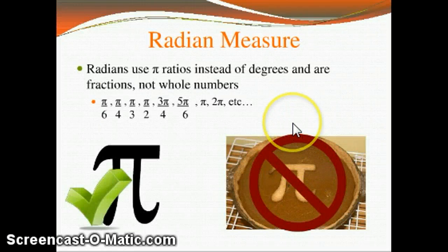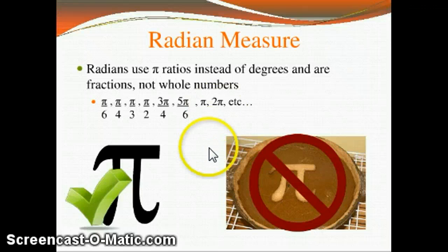Now, getting into radian measure. Radians are what we most typically use when measuring angles. They use the symbol pi in these ratios instead of degrees. Some examples are pi over 6, pi over 4, pi over 3, 5 pi over 6, 2 pi, which is 360 degrees when it's converted, but we'll get to that later.